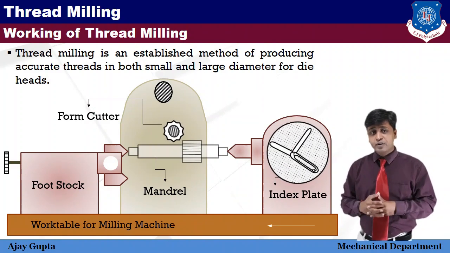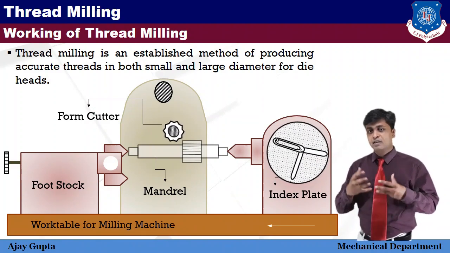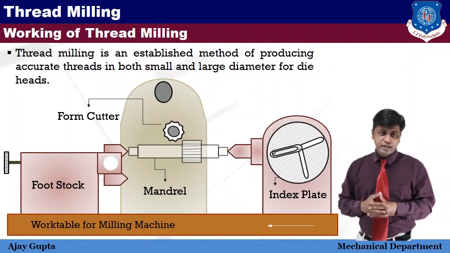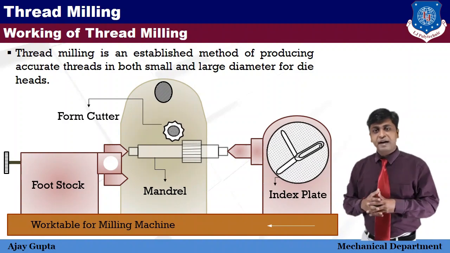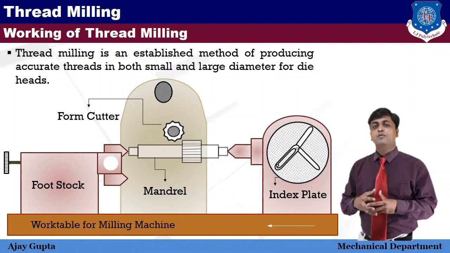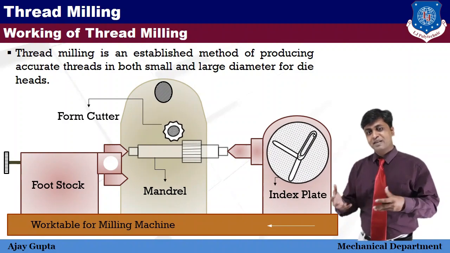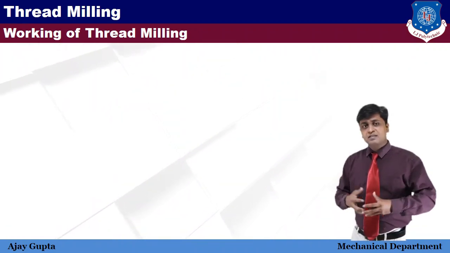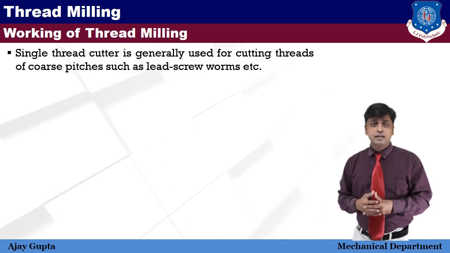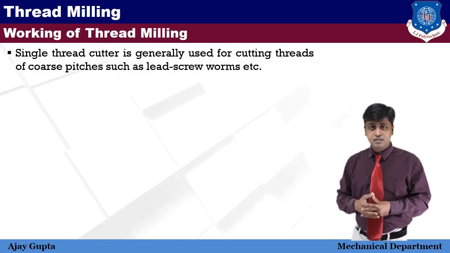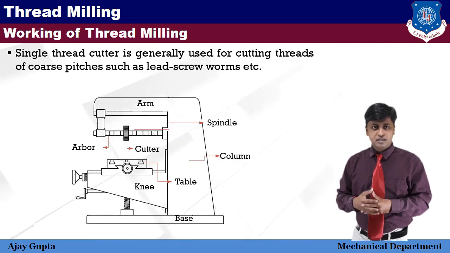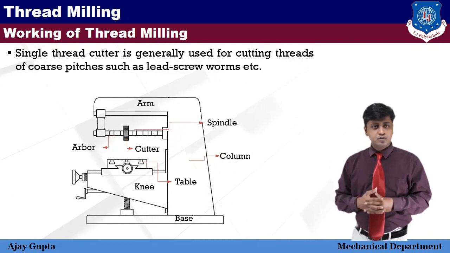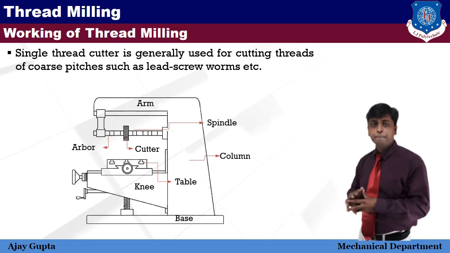The cutter rotates at the desired cutting speed and the work rotates at the correct feed speed. As the work rotates, the cutter feeds outward. By controlling the direction of the tool feed and workpiece rotation, we can machine right hand and left hand threads. So friends, the single thread cutter is generally used for cutting threads of coarse pitches such as lead screw worms. The figure shows the line diagram of the working process.